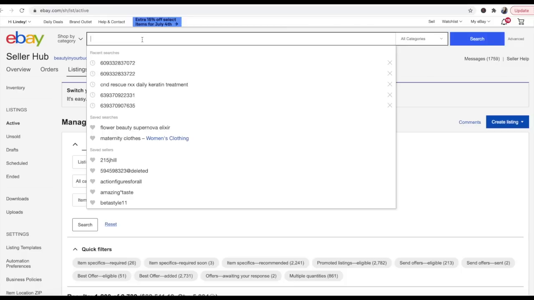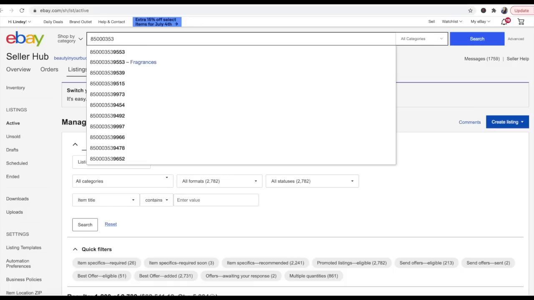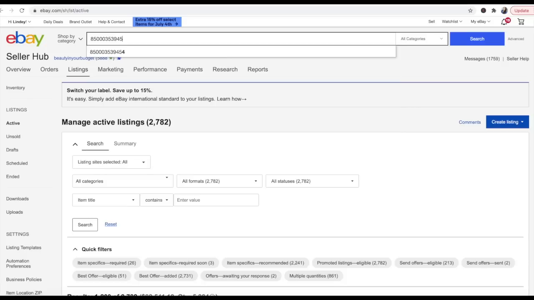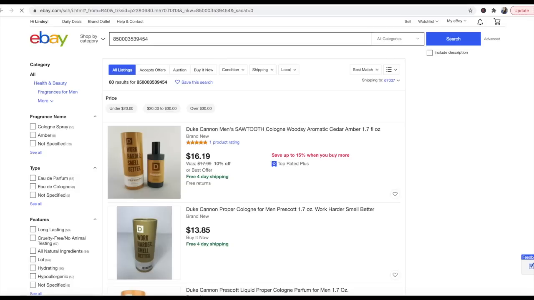So the first thing I have here is a Duke Cannon Prescott cologne. I'm just typing in the barcode. I do like to search things based on barcode, so I make sure that I find the exact item. Normally I would be using a barcode scanner. However, it is downstairs with Angie right now, so I'm just going to type those in.